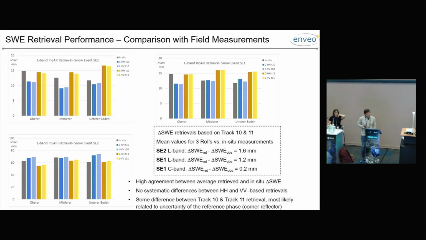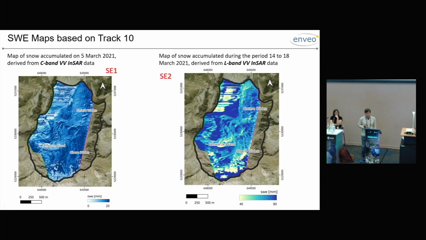And the next question is, of course, how does this look when we go into a map? We calculated now, using Track 10 as an example here, C-band on this side for this small snowfall at the beginning, and you see that there is almost no variability in the snowfall, and this agrees very well with the observations.